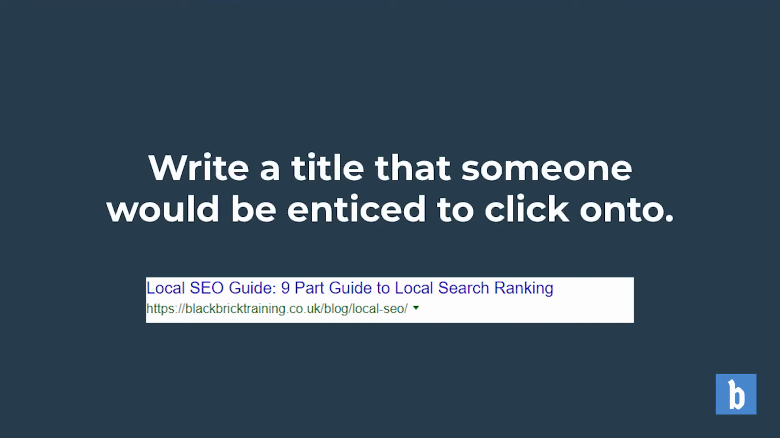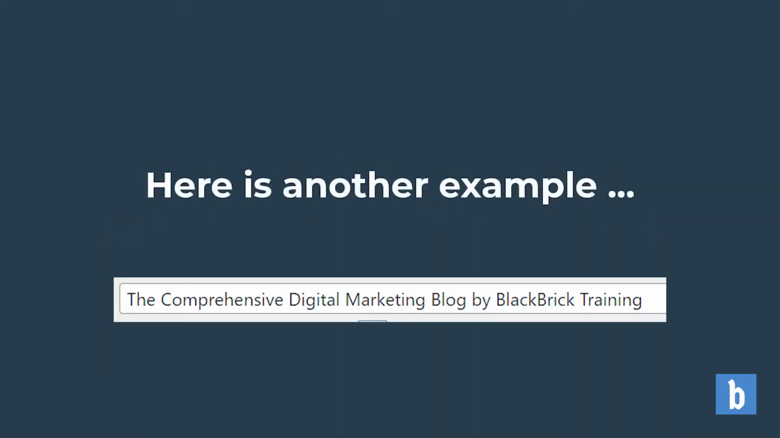So here for my example, you can see we have local SEO guide, a 9-part guide to local search ranking. So our main keyword is local SEO guide. We have that at the beginning. And then 9-part guide to local search ranking will let users understand that it's going to be 9 parts so they know exactly what the article is going to cover. So you want to write a title like this so that people know that your articles or pages are actually worth clicking onto. So here's another example.